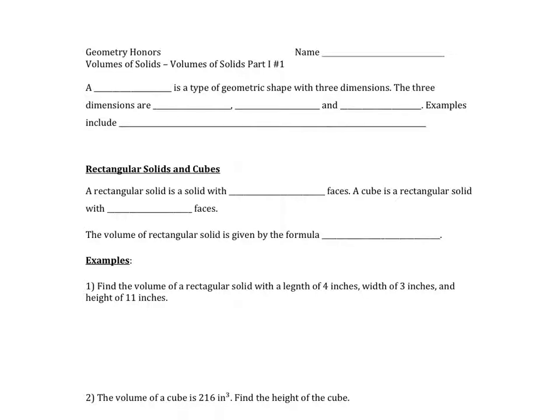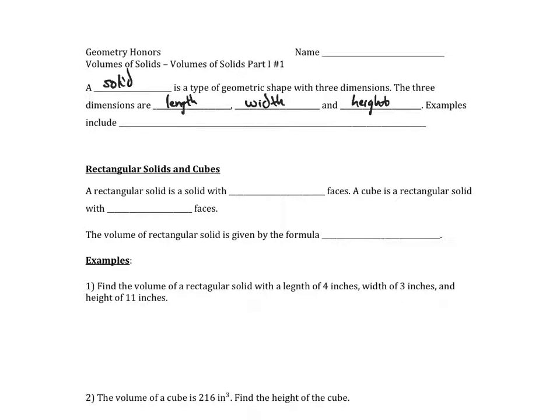We spent a lot of time talking about two-dimensional shapes. We've done triangles and polygons, and think of all the things we've done this year. But we haven't done anything in 3 dimensions, okay? And that is exactly what a solid is. A solid is a type of geometric shape with 3 dimensions. So the dimensions are length, width, and height.